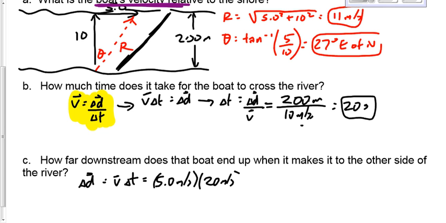So we're going to say 5 times 20 is 100 meters, or actually 1.0 times 10 to the 2 meters. Again, if you're the captain of a ship, it might be useful to know not only where you actually go, what direction you go, but how far downstream you end up when you hit the shore on the other side. Make sense? If I wanted to end up straight across there, then I'd have to aim up this way, right? I'd have to aim kind of northwest.